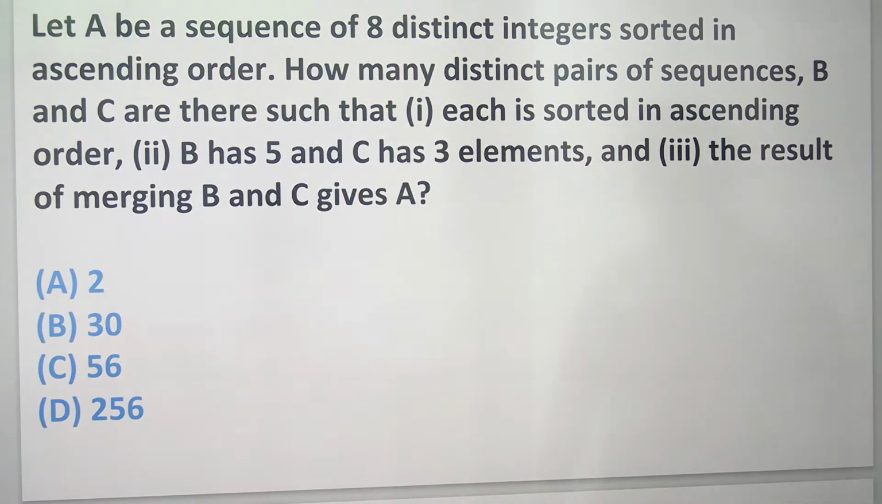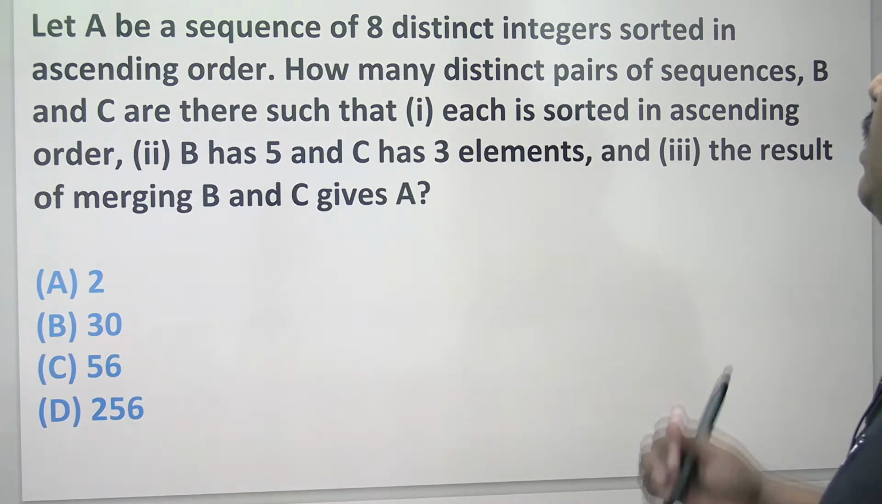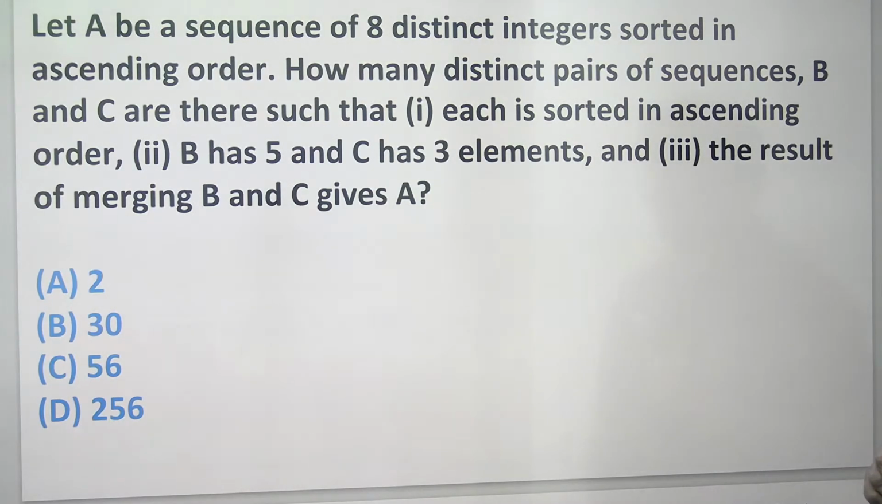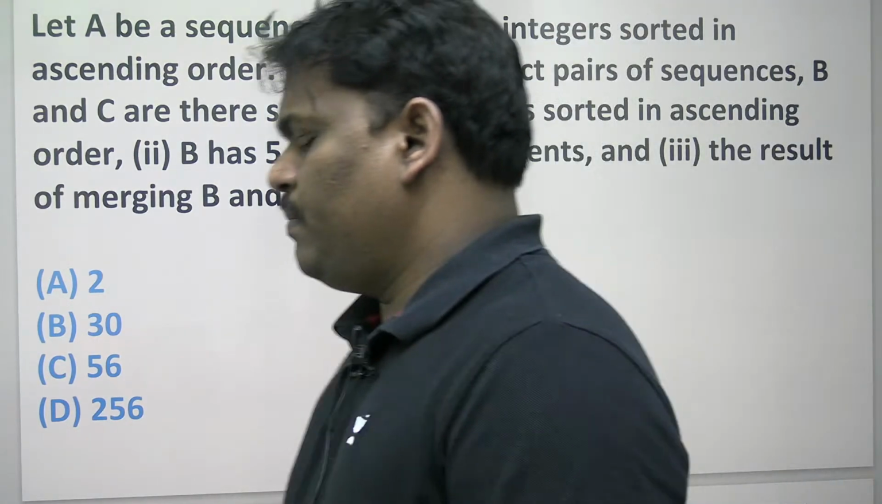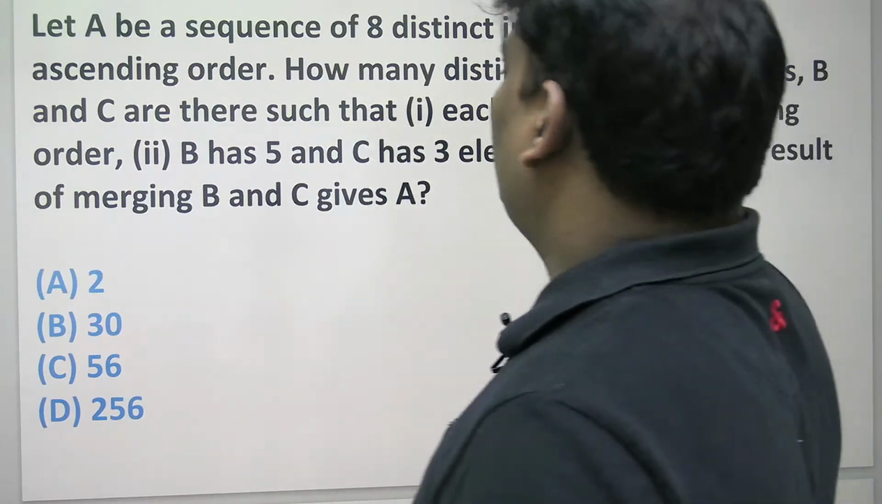Let A be a sequence of 8 distinct integers sorted in ascending order. How many distinct pairs of sequences B and C are there? First condition is each is sorted in ascending order. B has 5 and C has 3. And the third one is the result of merging B and C is A. Right? What will be the answer? Let's check.